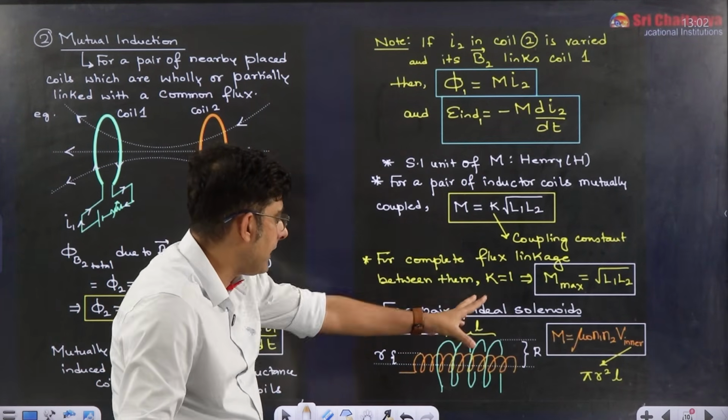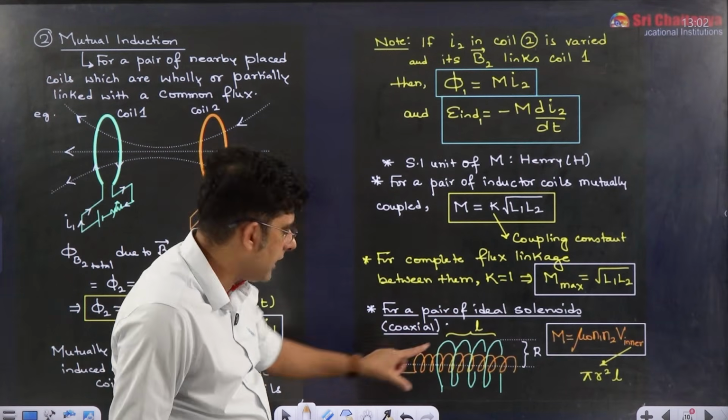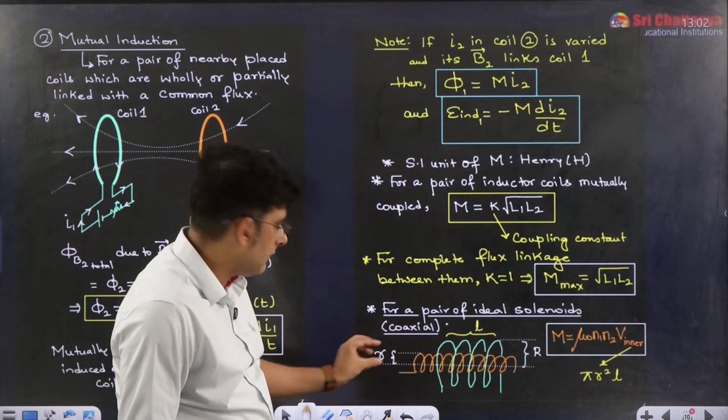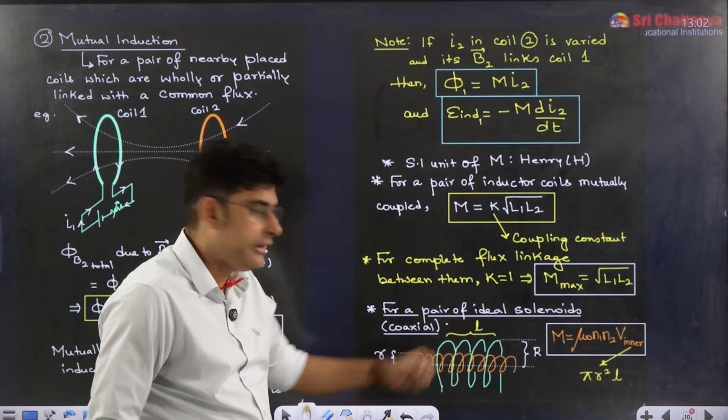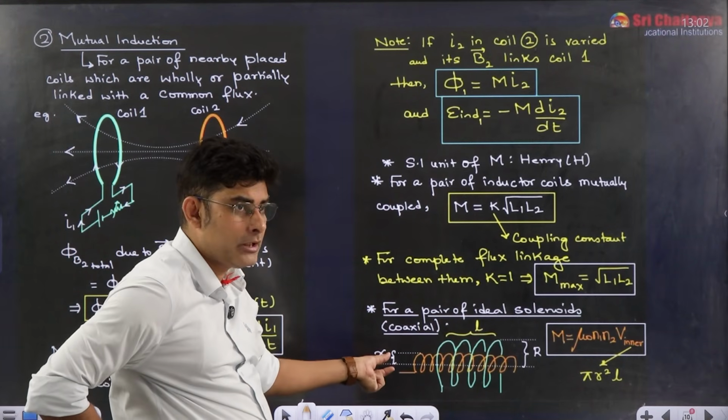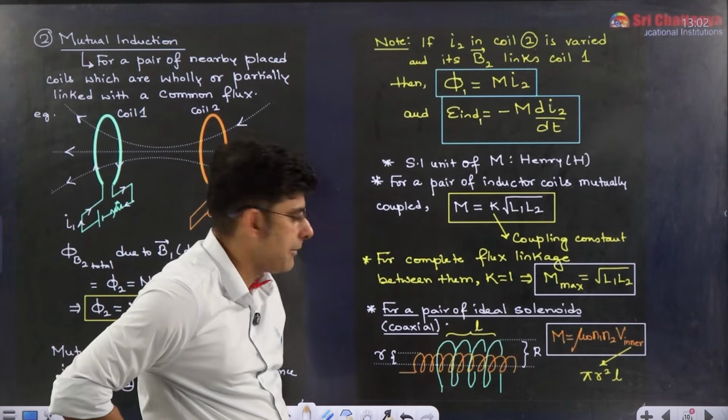When we have a pair of ideal solenoids which are coaxial, suppose we have placed one over the other. The smaller one is inside, you can see, the larger one is outside. The common length between them is L. The radius of cross section of the smaller one is small r, the larger one capital R.